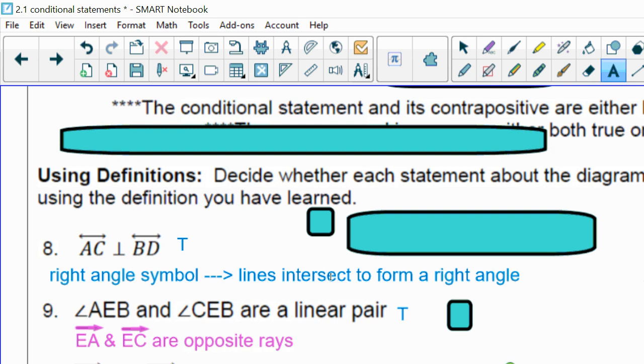So to be opposite rays, the points have to be collinear. All right.